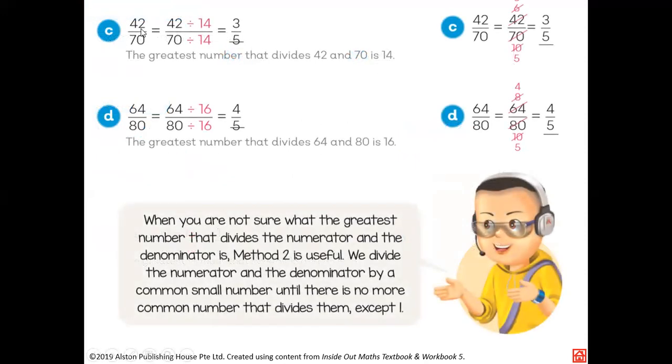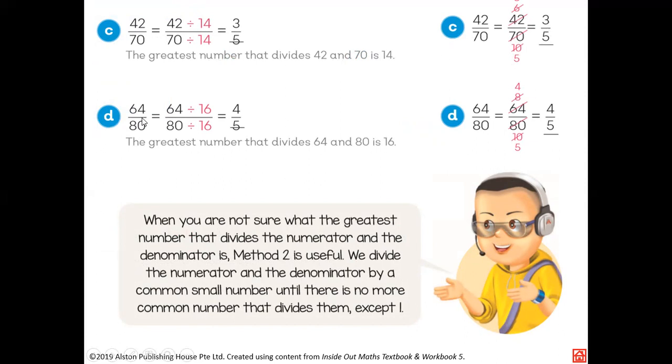C. 42/70. Let's think about a number that can divide 42 and 70. 14? Yes, 42 divided by 14 is equal to 3, and 70 divided by 14 is equal to 5. So the greatest number that divides 42 and 70 is 14. 42/70 is equal to 3/5.